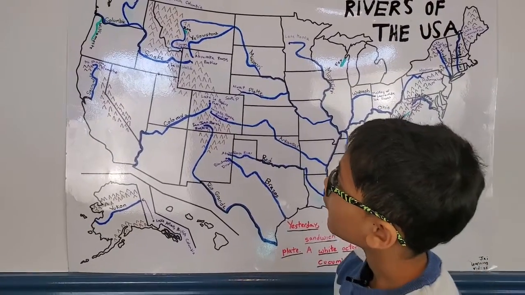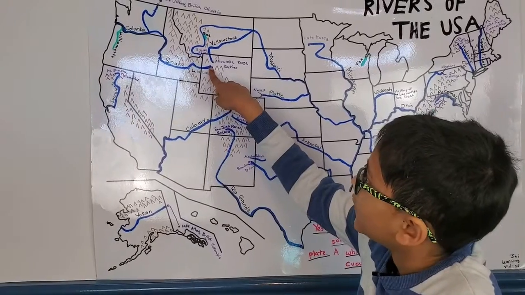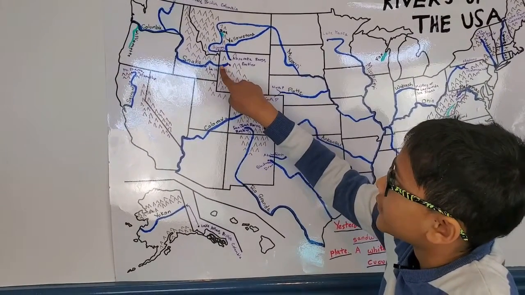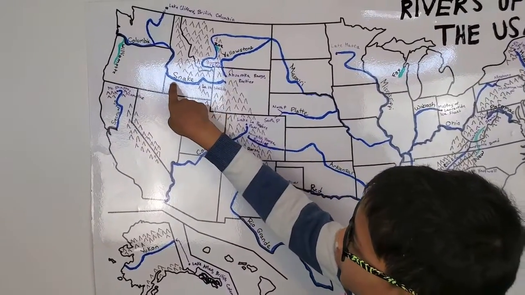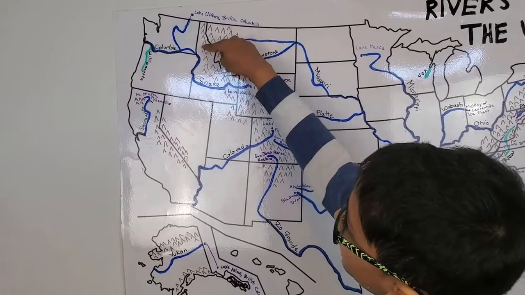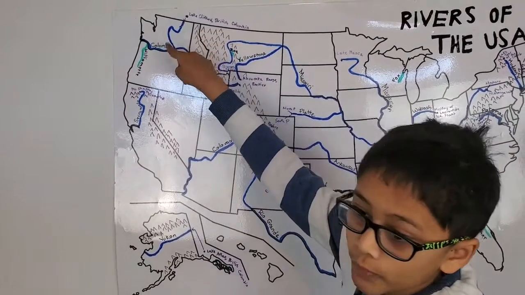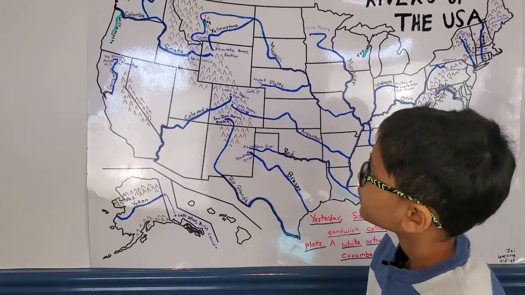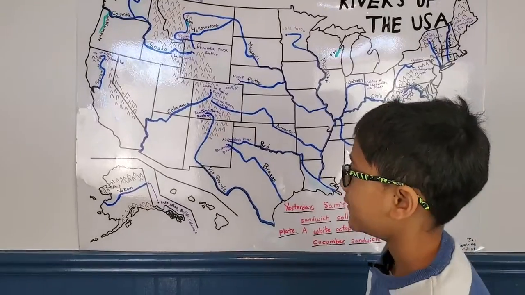The Snake River is formed in Lake Wallula in Wyoming. It flows through Wyoming and then Idaho, forms a natural border between Idaho and Oregon, then slightly into Washington, and then joins the Columbia River. So that's the Columbia and the Snake.